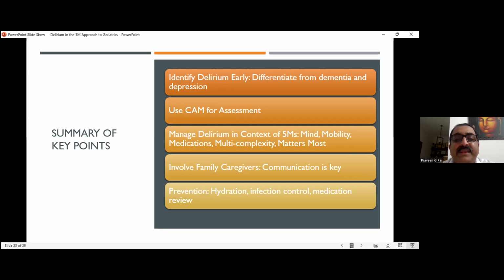Mark the date, and every date the others also has to be updated. So assessment is very important. I've just written CAM here because the topic today is delirium, but do a full assessment all the time. Well, again, manage delirium or any other condition.